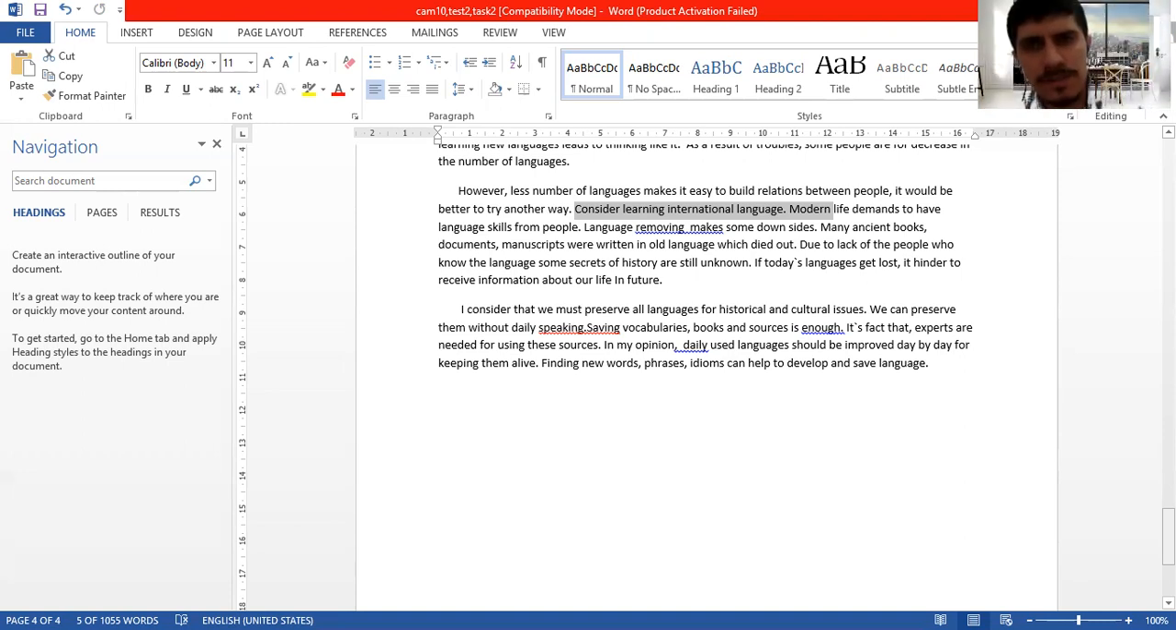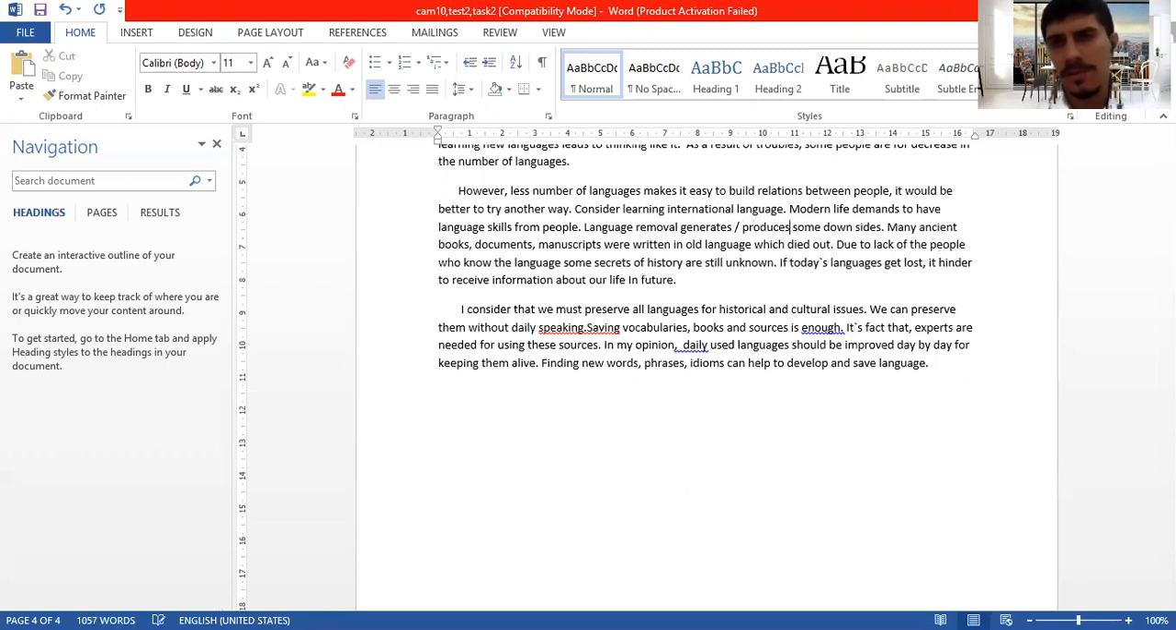Consider learning international language. Modern life demands to have language skills from people. Language removal makes some... You mean probably language removal. The noun form is removal. Makes some downsides. Let's say generates or produces some downsides.